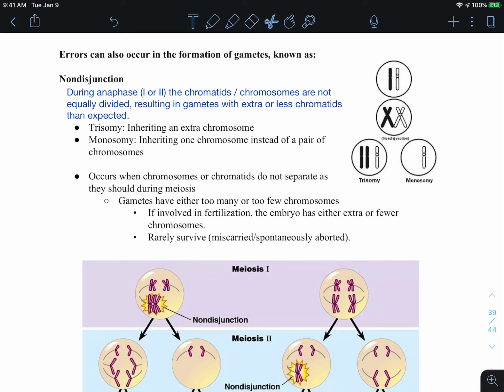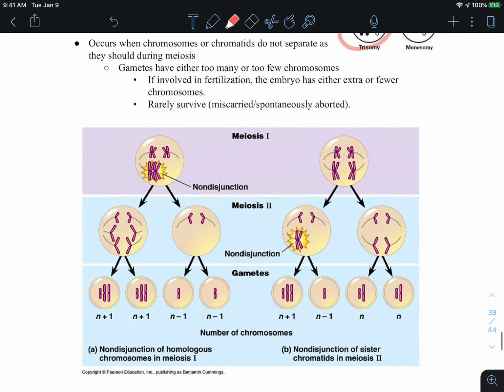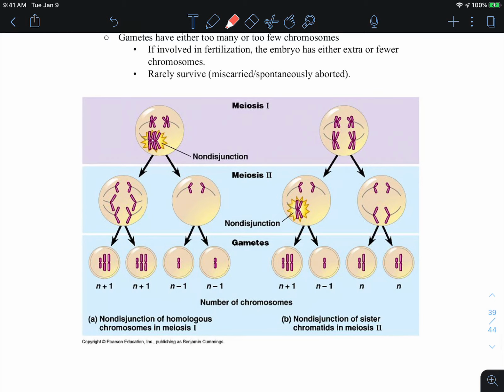should be. In a gamete where there is an extra chromosome, we call this a trisomy. So here you can see an example where there are 2 copies of one of the chromosomes from one parent, or grandparent, I guess, and one extra one. And in the other case, there is one missing, which is a monosomy. This occurs when chromosomes or chromatids do not separate, and if these are the gametes that are involved in fertilization, then the embryo will have extra or fewer chromosomes.